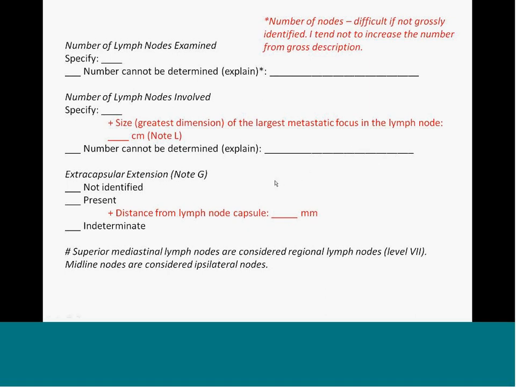The next section is with respect to extracapsular extension, and that's a new component as well. So whether or not you identify extracapsular extension, and if it is present, whether you can provide the distance from the lymph node capsule. Difficult to determine in some cases. Sometimes you have lymph nodes which really don't have a defined capsule, and so determination of extracapsular extension is sometimes problematic.